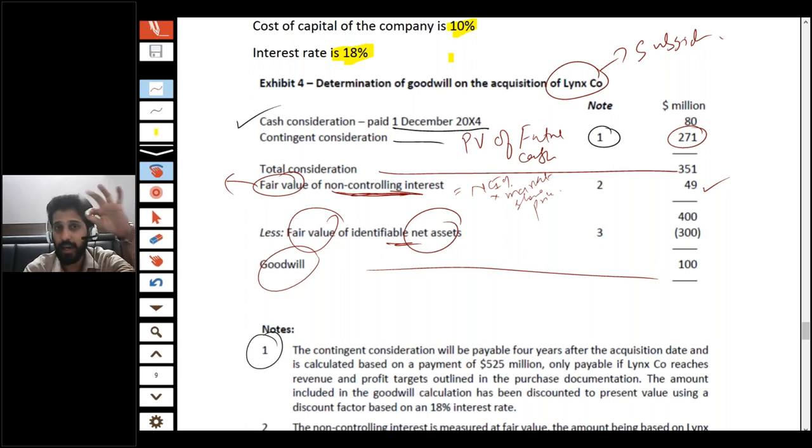But here we are not supposed to write the procedure on the impairment test, because the question is expressly saying that you are not supposed to write the procedure. So this is note number 1, note number 2, and note number 3.